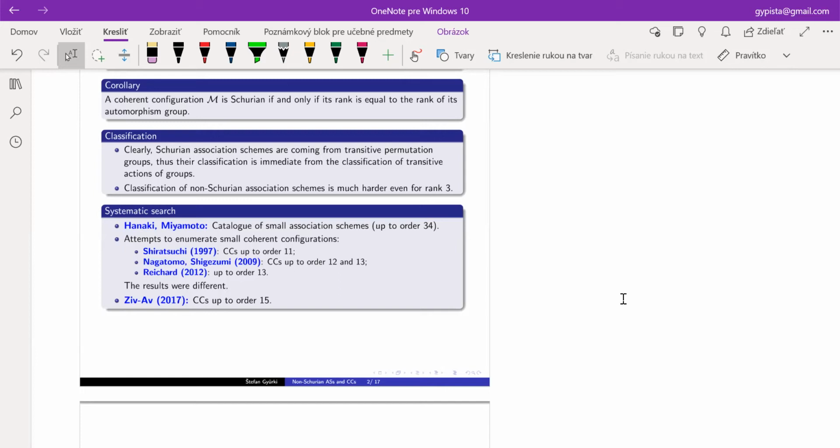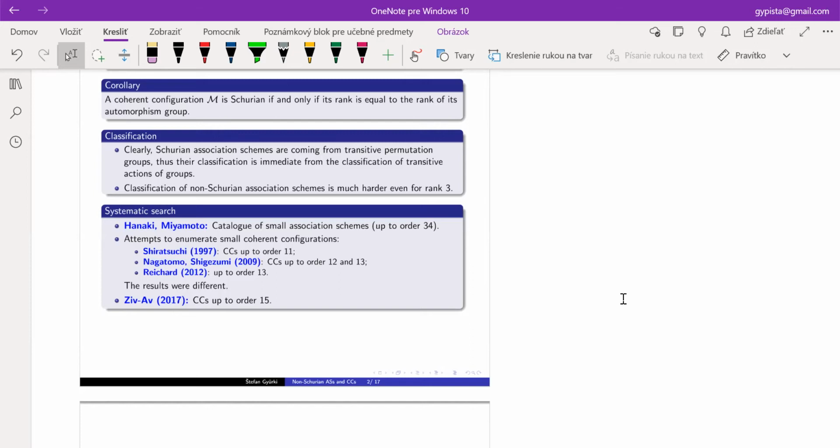At this moment, this classification is fully done up to order 34, and one can find it on the web page of Hanaki and Miyamoto. On that page you can find for several other orders complete enumeration or classification, and also the full description of the association scheme in the format of a color matrix, and numbers like how many of them are Schurian, how many non-Schurian, how many symmetric, how many commutative, non-commutative, and so on. So the basic information is displayed there.